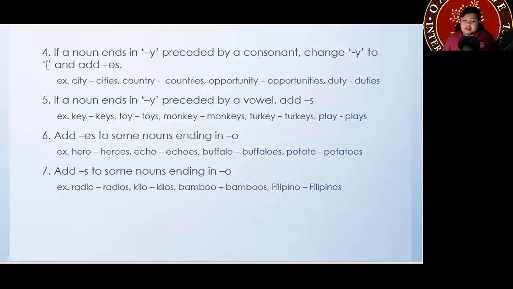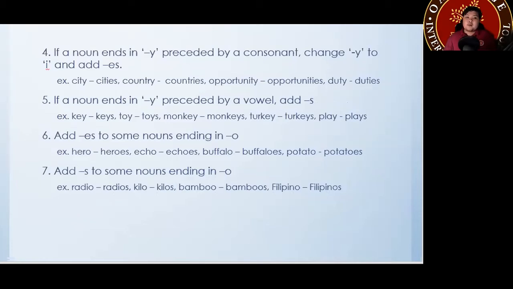But for rule number 7, sometimes when it's preceded by a vowel, or when you're talking about a musical term, or for example, short terms for long terms, like kilo. Kilo could be short for kilograms. You have those things, or proper nouns, or even loan words, words that you borrow from other countries. You just add S.